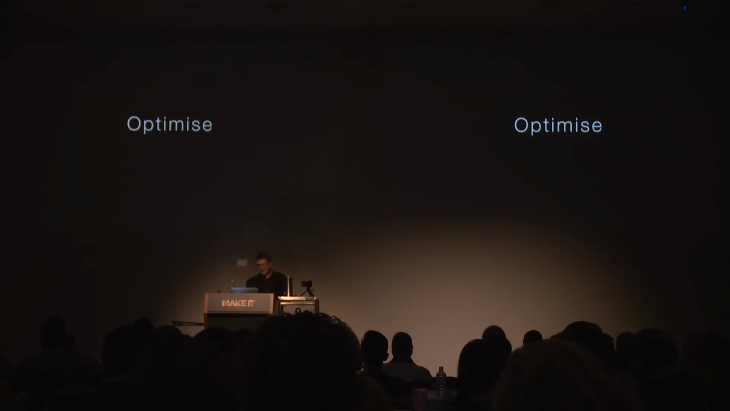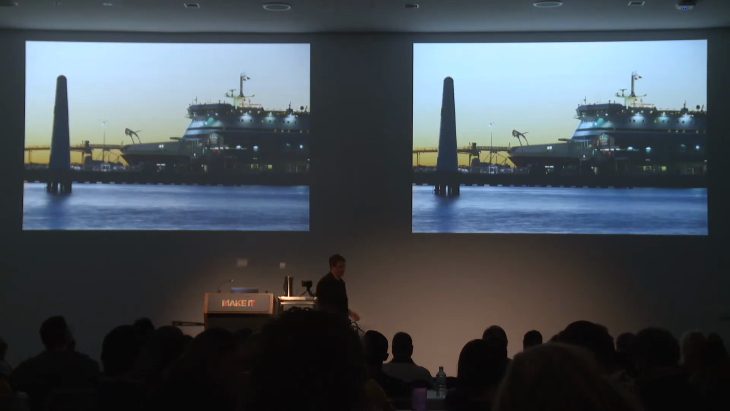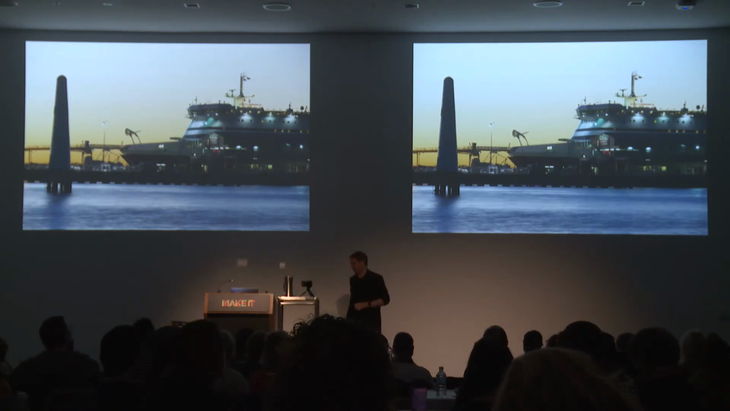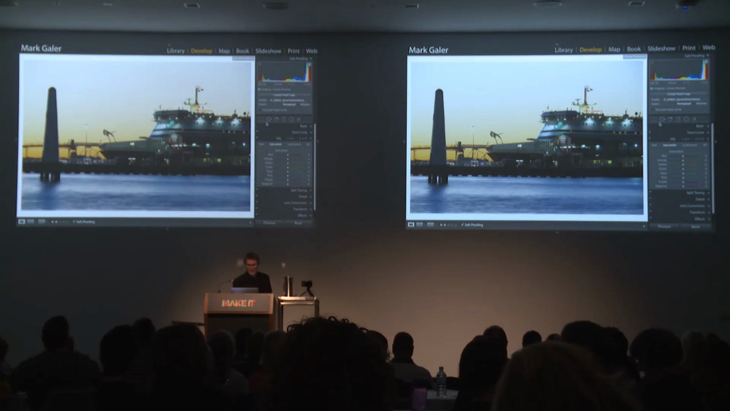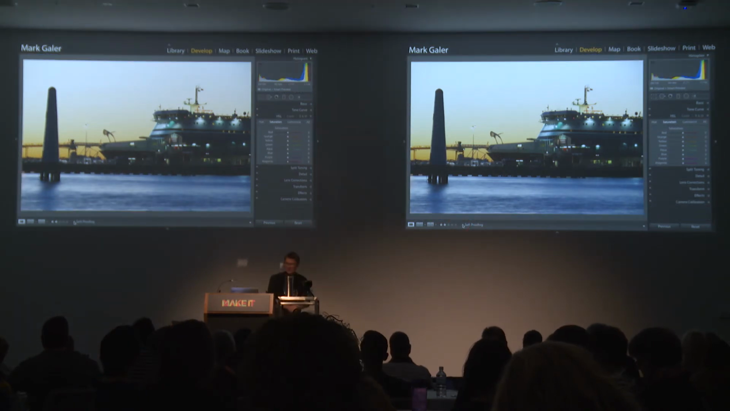Optimize. Okay, so here's a picture that I've taken in my local town. It's a raw file. So I'm going to press the F key, the D key, and we're in the develop module. Okay, we're in soft proofing. I don't know the output yet, so I'm going to switch off soft proofing and just edit it. We'll go into the basic panel.